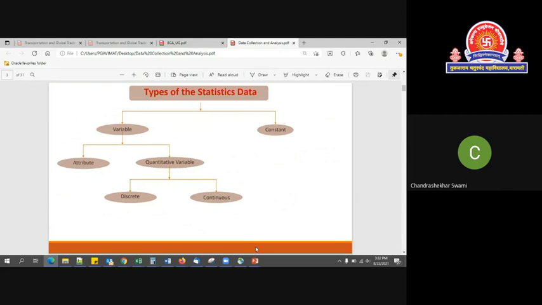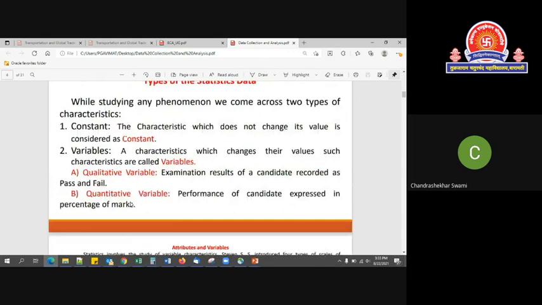Okay, and every statistical data can be classified by two things. One is variable and another is constant. Variable is again classified into two categories. One is attribute and quantitative variable. And the quantitative type variable is again classified into two categories. One is discrete and continuous. We are clear on these types of data.